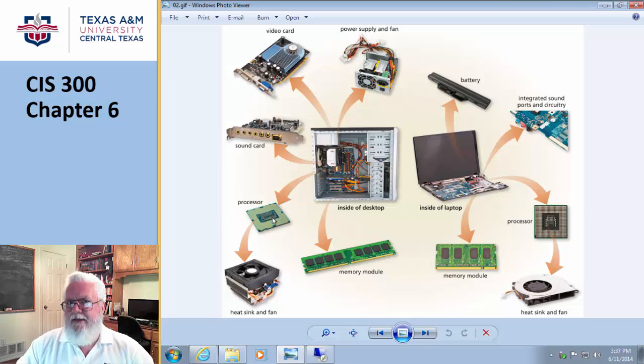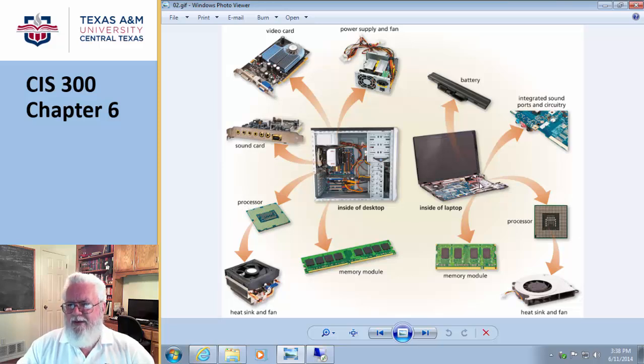And the processor can't sit by itself, it needs to be cooled because those things get warm. So we're going to have a heat sink and a fan to cool this little guy down. And then we're going to plug in memory. So this is what the inside of my computer looks like.